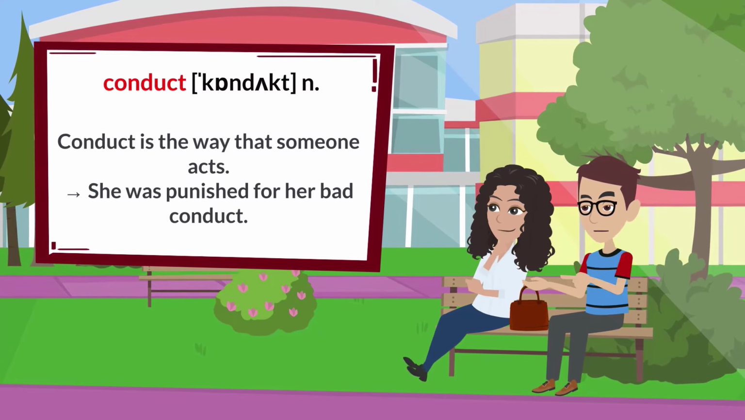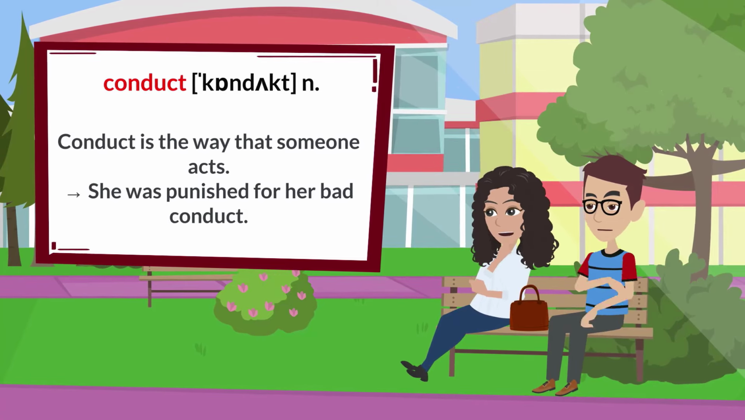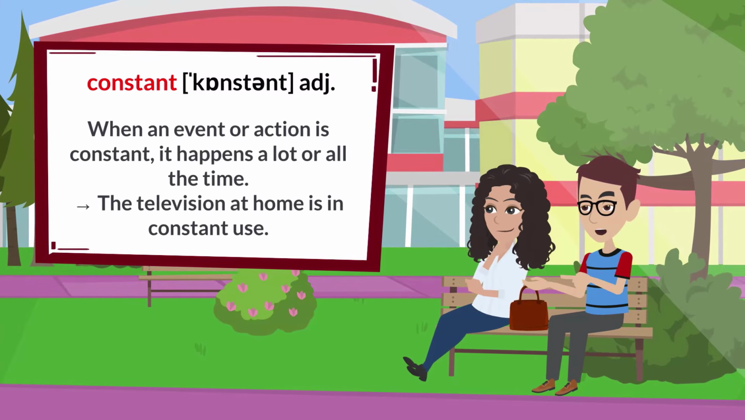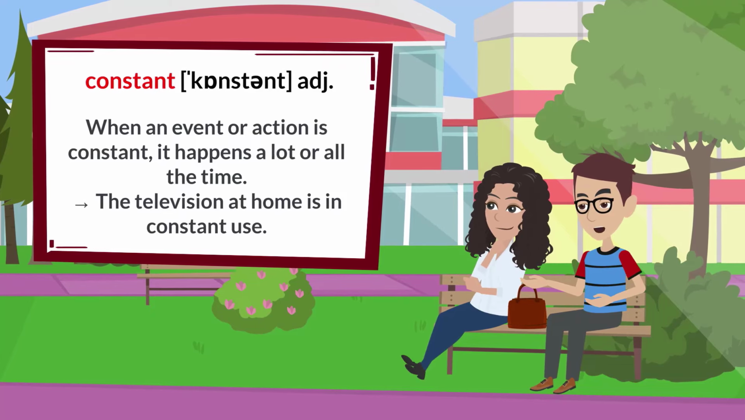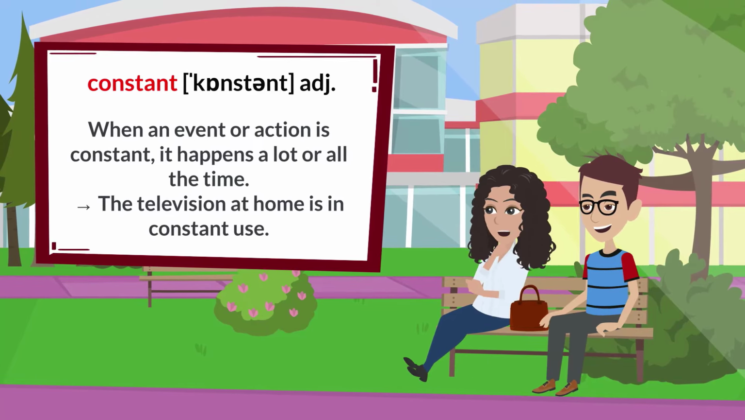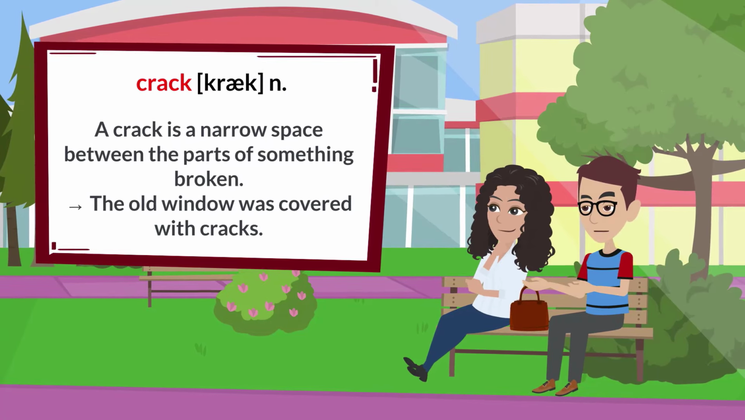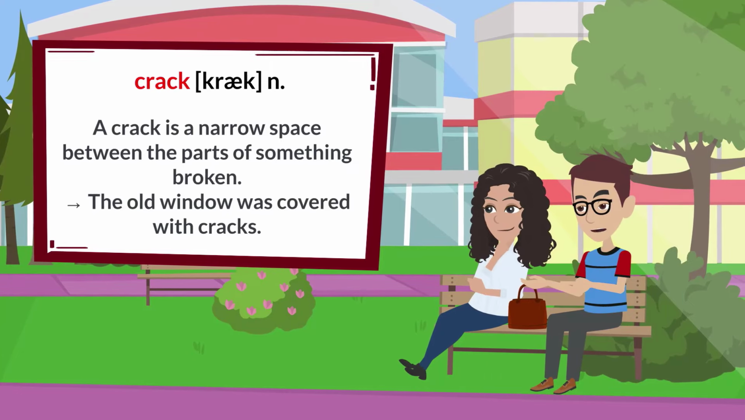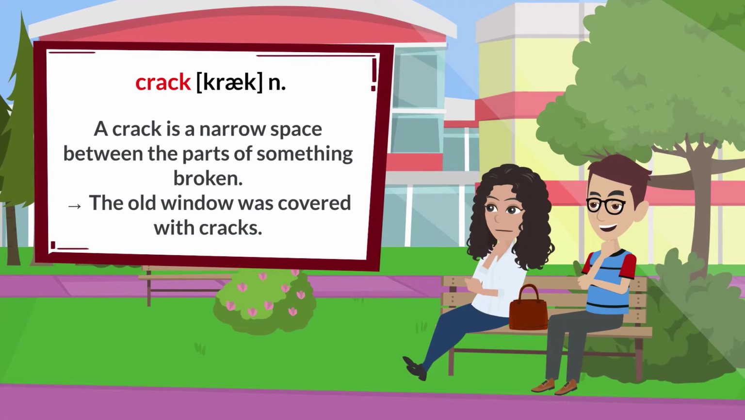Conduct. Conduct is the way that someone acts. She was punished for her bad conduct. Constant. When an event or action is constant, it happens a lot or all the time. The television at home is in constant use. Crack. A crack is a narrow space between the parts of something broken. The old window was covered with cracks.